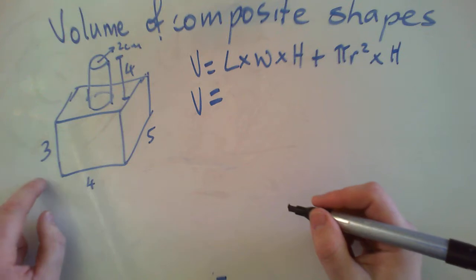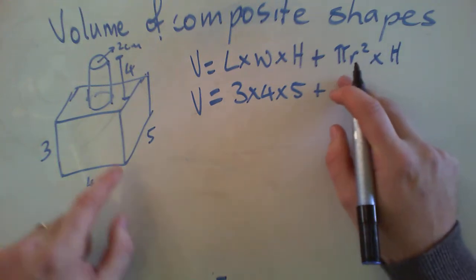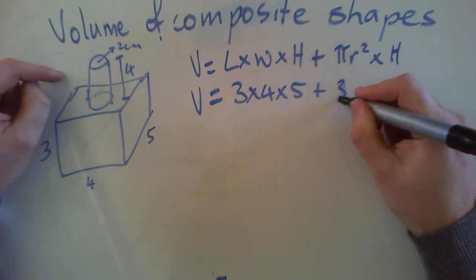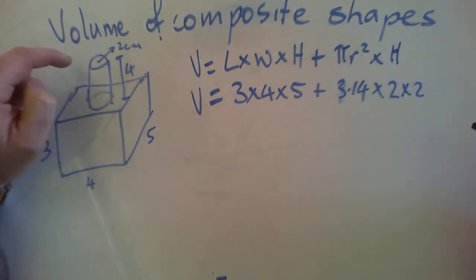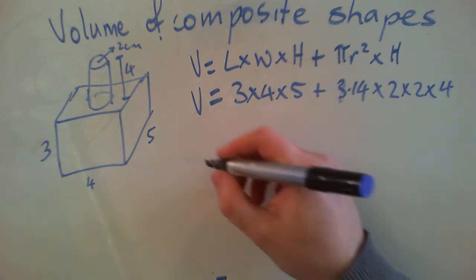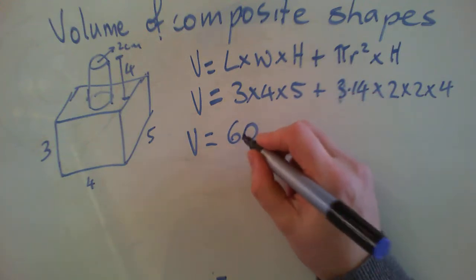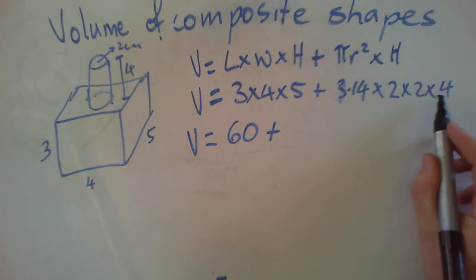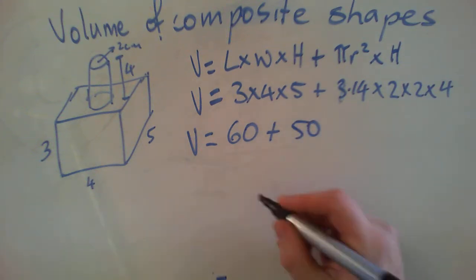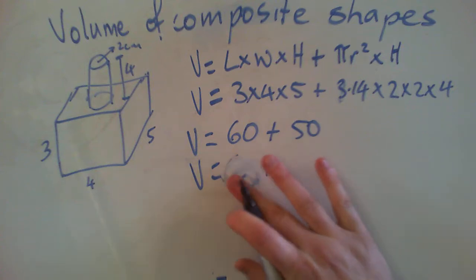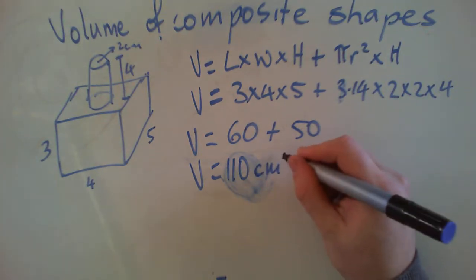So V equals length by width by height, so 3 by 4 by 5, plus for our cylinder, pi, I'll put in 3.14, times our radius, which is 2, squared, so it's times by itself, and then times the height, which is 4. So from there, we're just doing some maths. 3 4s are 12, times 5 is 60. 2 times 2 times 4 is 16, times 3.14 is around about 50. Remember, that's just an approximation, so you need to grab a calculator to get the exact value. It'll give you approximately 110 centimeters cubed.